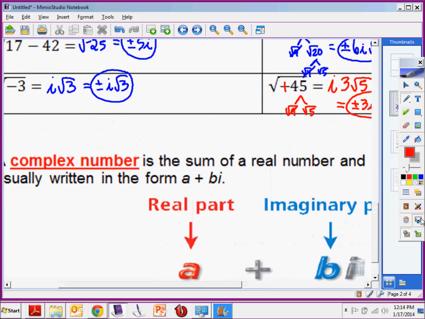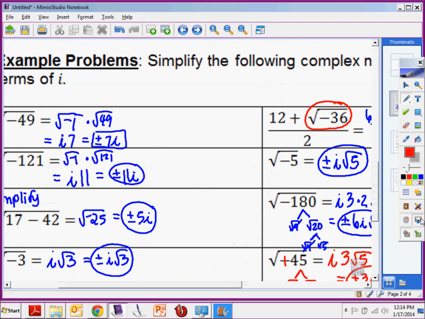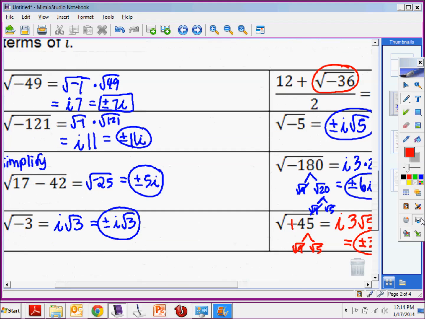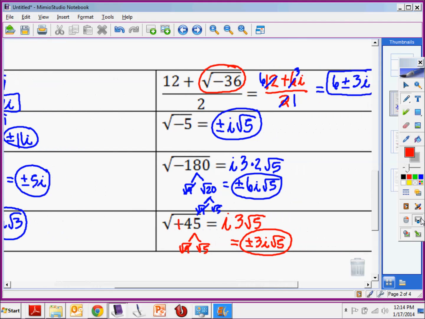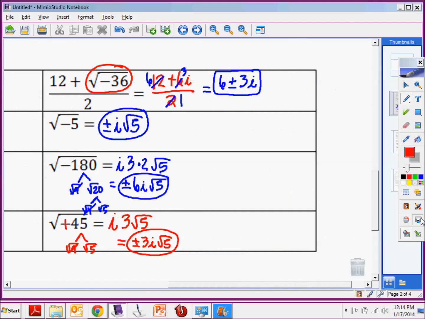So when I look at these functions, except for the 6, my real part would be a 0. My real part for 11i would be a 0. Real part for 5i would be a 0. But when I come over here, what's my real part for 6 plus 3i? 6. It would be 6, right? Because 6 is my real value. It's the one that does not have an imaginary attached to it. Okay? Do we get that? Yes. Okay. Imaginary is i. See the i and i?